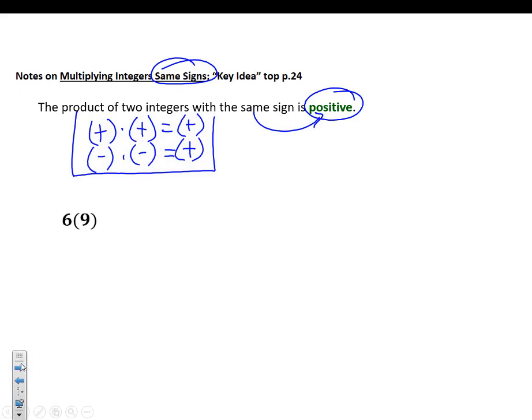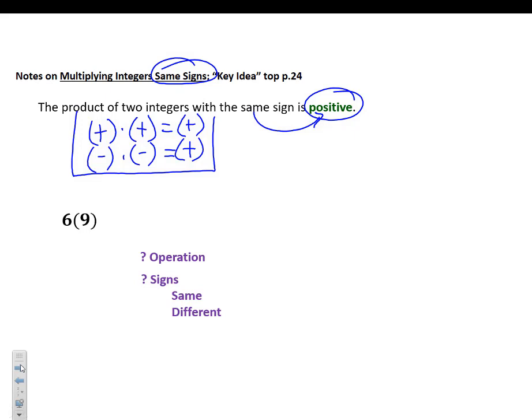So, ladies and gentlemen, here's what we're going to be talking about. When we're looking at these problems now, just like we did with addition and subtraction, the first thing I do is look at the operation. I look at the operation first. 6 times 9. And then I say, what are the signs? Are the signs the same or are the signs different? Because the operation gives us a set of rules to follow, and then the sign defines that set of rules that we are going to follow.